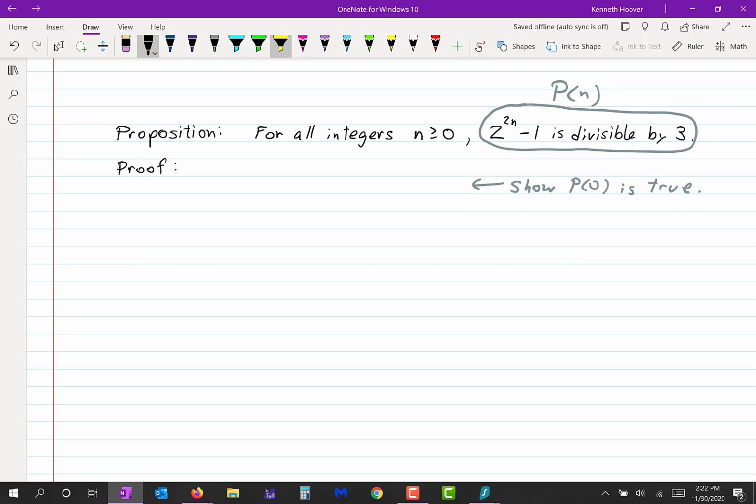Okay. All right. Well, actually, I already did that. Didn't I? I erased it now, but we worked it out already. I'm just going to write it down here neatly. Notice that 2 to the power 2 times 0 minus 1 equals 1 minus 1, which equals 0. And then I'm going to write comma, which is divisible by 3.